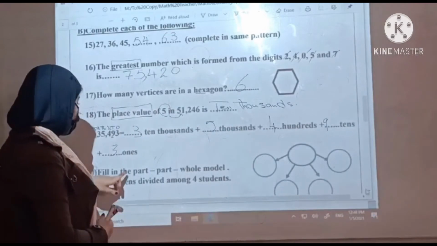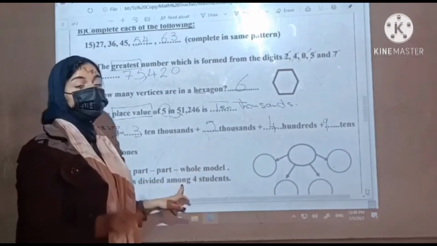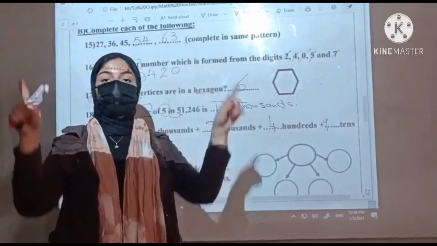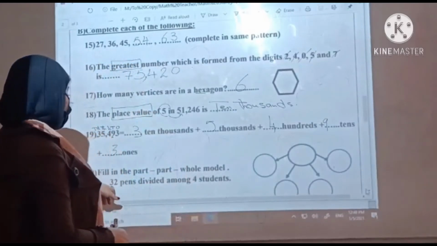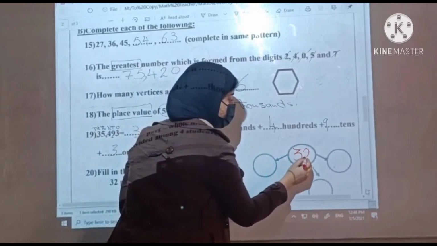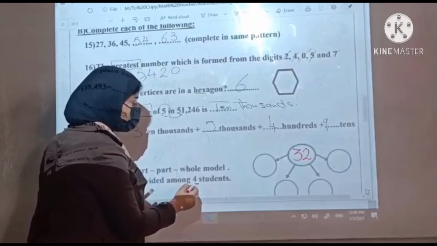Wow. Here we have the part whole model. 32 pence divided among 4 students. So, in a part whole, I start in the big circle with the big number. I want to divide it. So, I have here 32. So, I'm going to write here 32. 32 divided among 4 students.